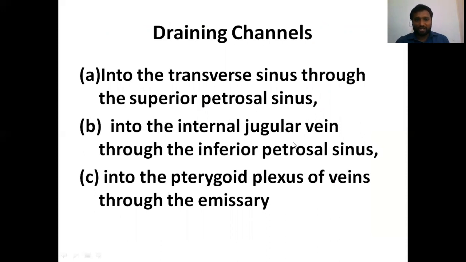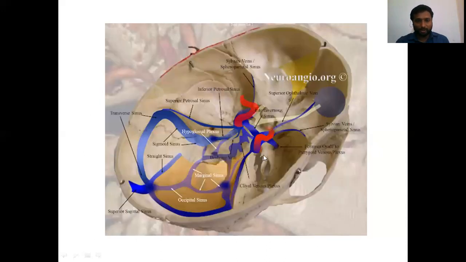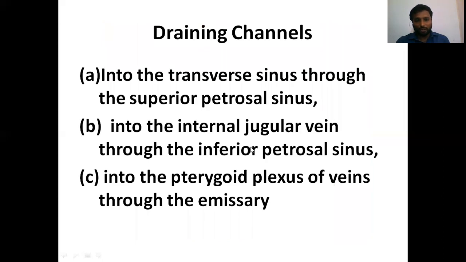Then it drains into the internal jugular vein through the inferior petrosal sinus. See from here, this is the superior petrosal, and like that, this is the inferior petrosal sinus. See, this inferior petrosal sinus ends here in another vein. That vein is not there in this image. Okay, that vein is the internal jugular vein. So it drains into the internal jugular vein through the inferior petrosal sinus.